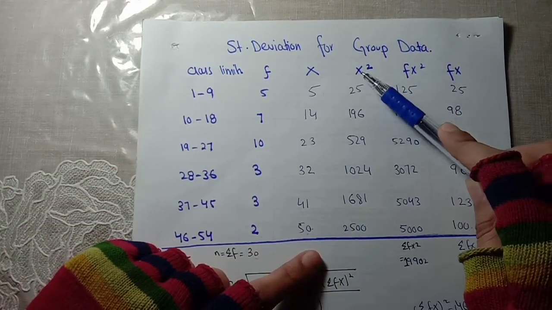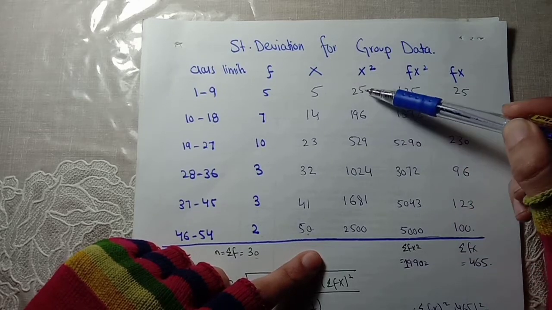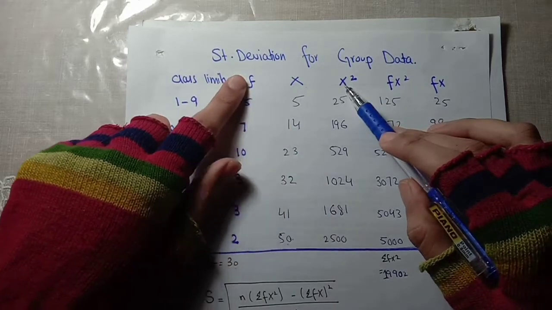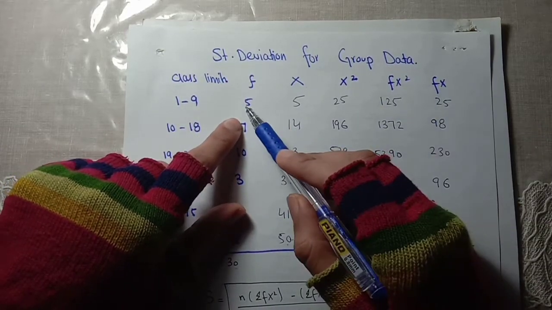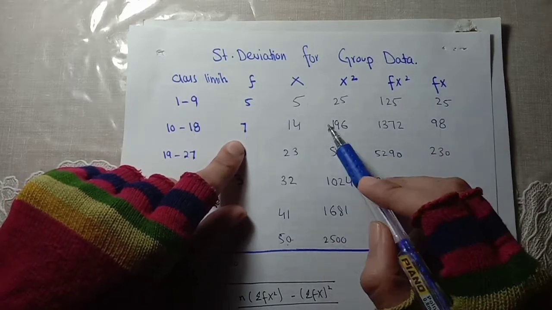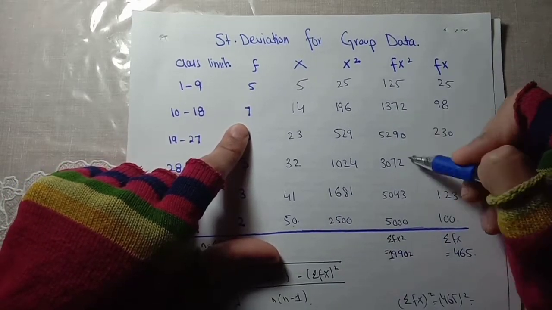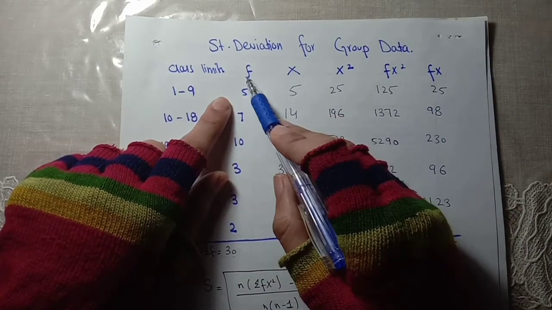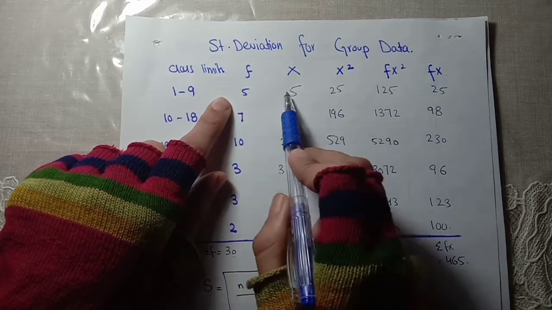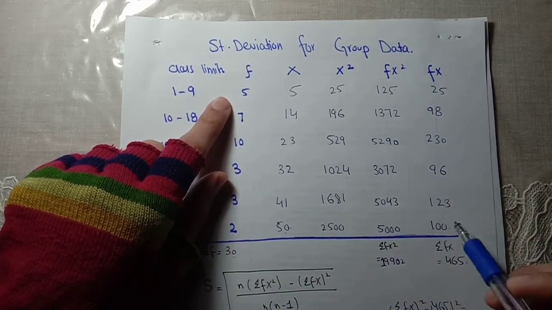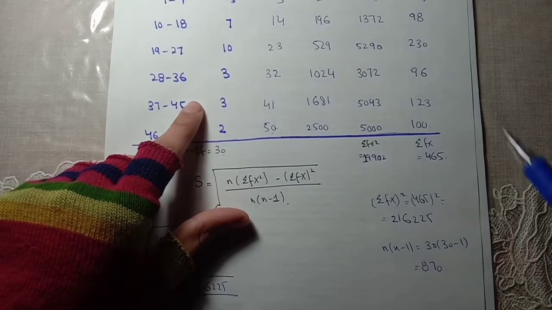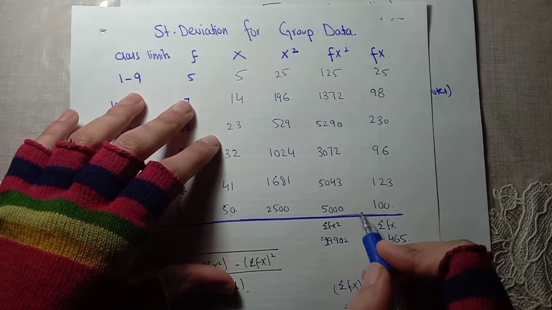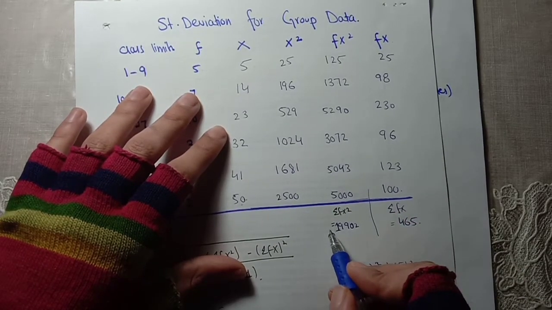Then we have to square the values of x, and after squaring, I got these values. Then we have to multiply x square with f, that is fx square. After multiplying 5 with 25, we get this, and this with this, we get this. The next column is f into x. We multiplied f with x: 5 into 5, 25, 7 into 40, 98, and so on. Then we add the values of this column and this column separately.